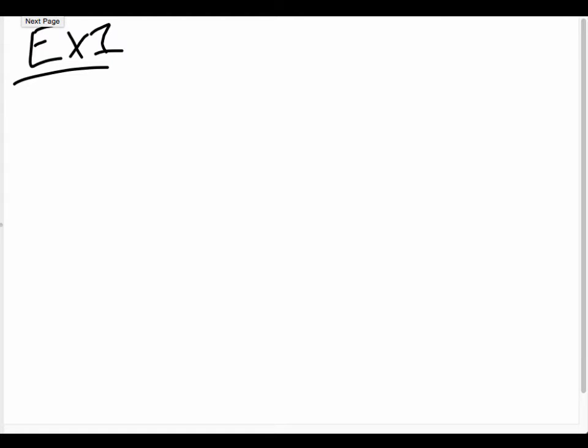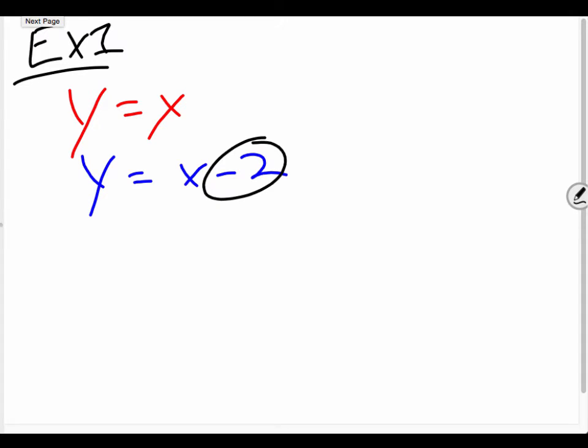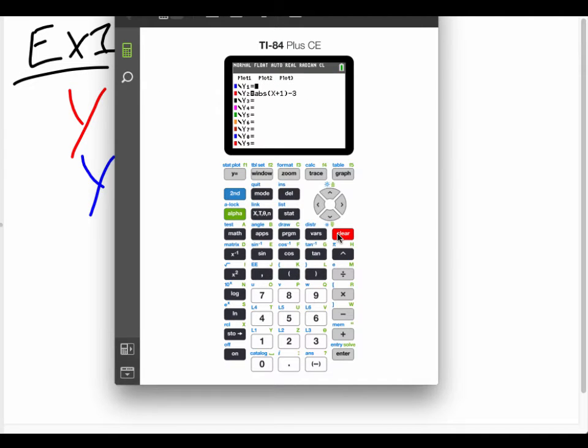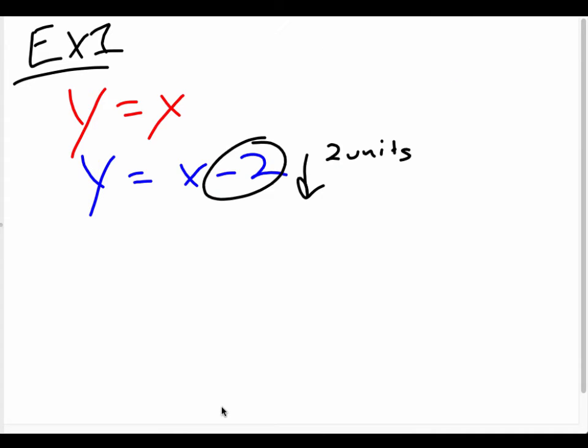So now for example number 1, I have y equals x, and then I have y equals x minus 2. So what's going to be the difference between the two? This is just going to shift down 2 units. Now you can verify this graphically by just plugging it in your calculator. I'm going to clear this out, put x, and on this one hit x minus 2. And graph. I used the wrong colors for my markers, but you see that the red line is 2 units below the blue line, vertically speaking. Does that make sense?